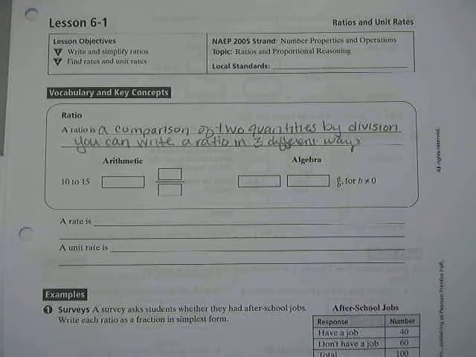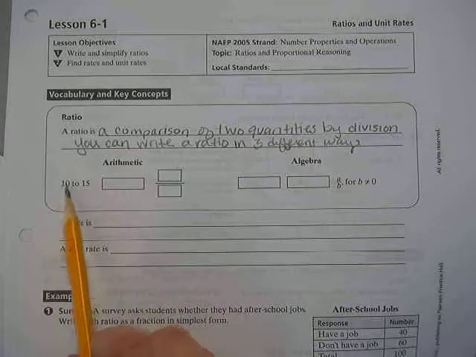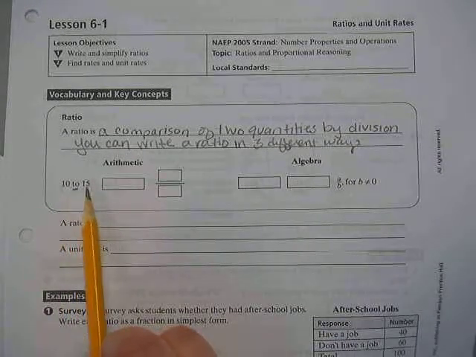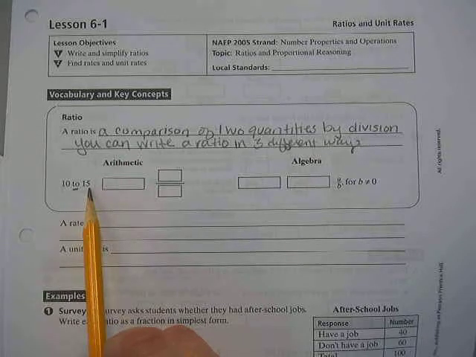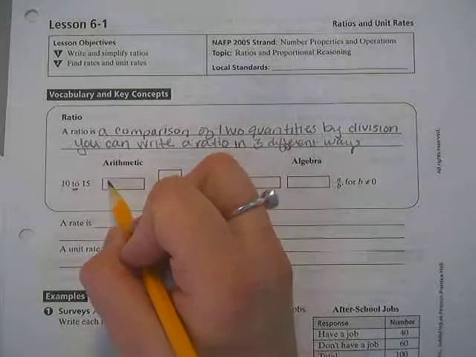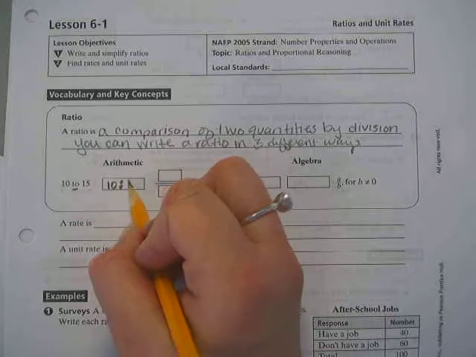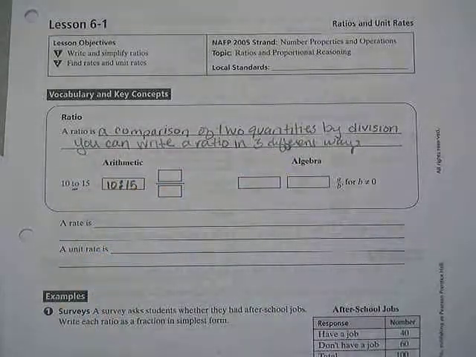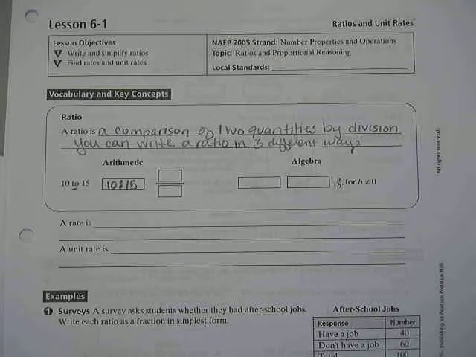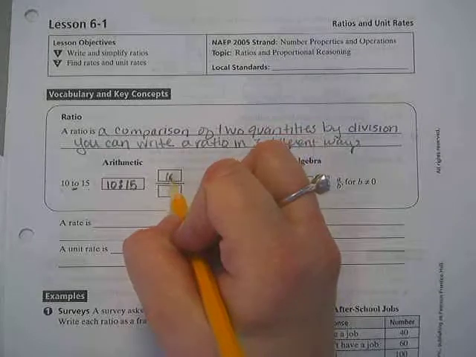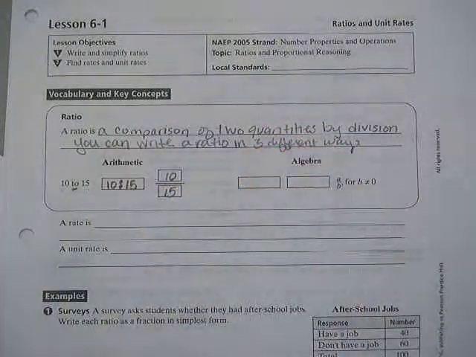For example, arithmetically, using numbers, we said that 10 out of every 15 people eligible to vote are registered voters. So 10, we use the word to, 15. That's one way to write it. Another way is to use a colon, 10 to 15, and it's read the same way as if you use the word to. Or you can write it as division, 10 over 15.